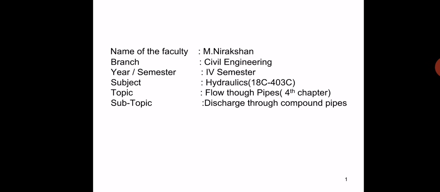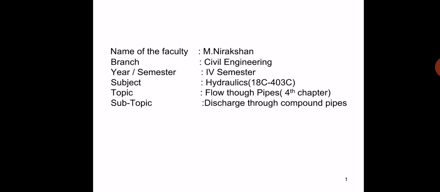What do you mean by equivalent pipe? An equivalent pipe is a pipe of uniform diameter having the same loss of head and discharge as the compound pipe.